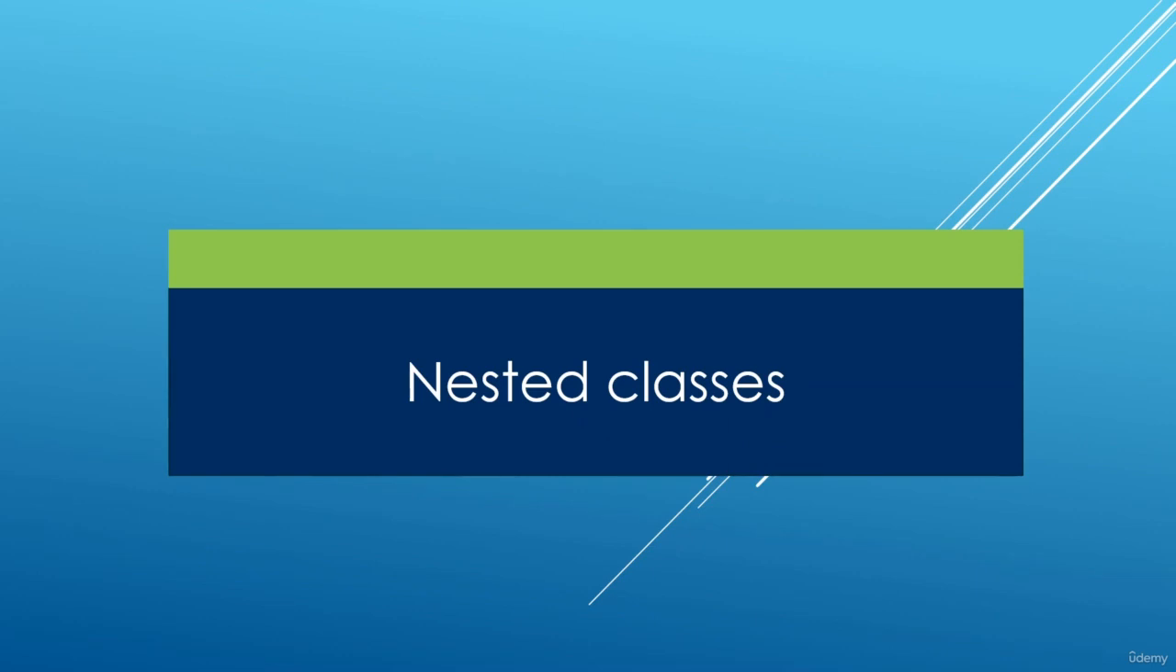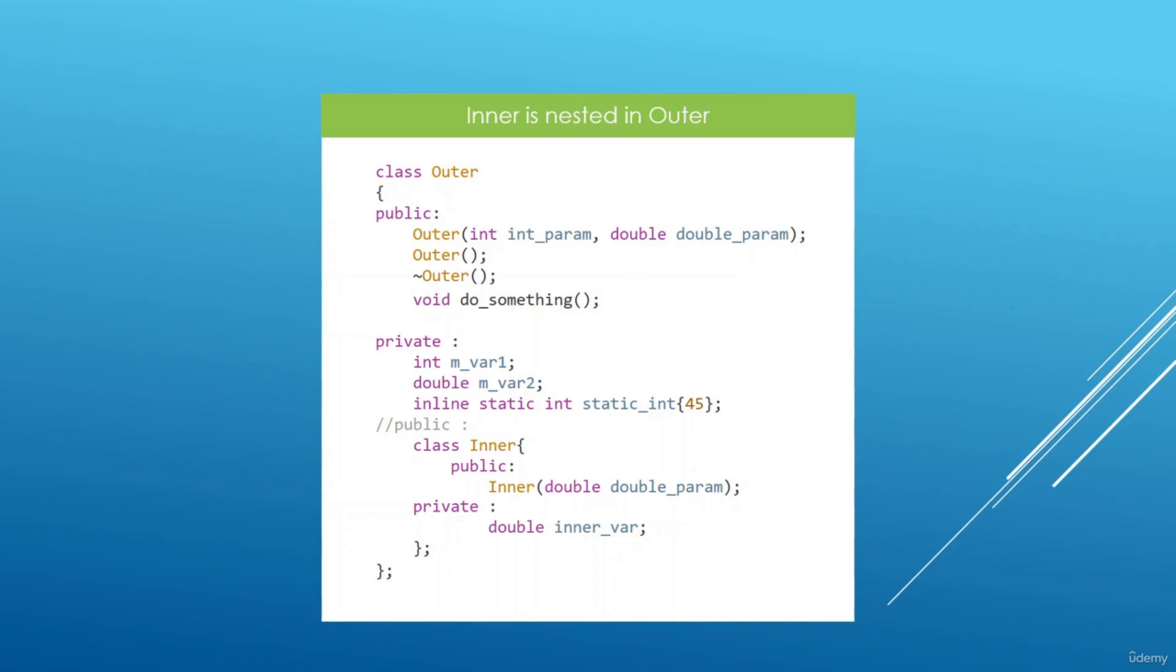In this lecture, we're going to learn about nested classes. This is a feature we have in C++ to allow us to declare classes inside other classes. If you look here, we have a class called outer, and it is our outer class. But if you look inside the private section here, you see that we have another class declaration, and the class is called inner. So we can set up things like this if it makes sense for our application.